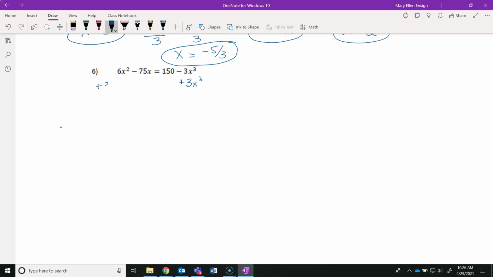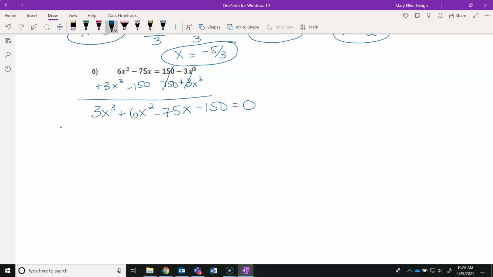I'm going to move everything to the left side because I want that x to the 3rd, my highest exponent, to be positive. So I'm going to have 3x to the 3rd plus 6x squared minus 75x minus 150.